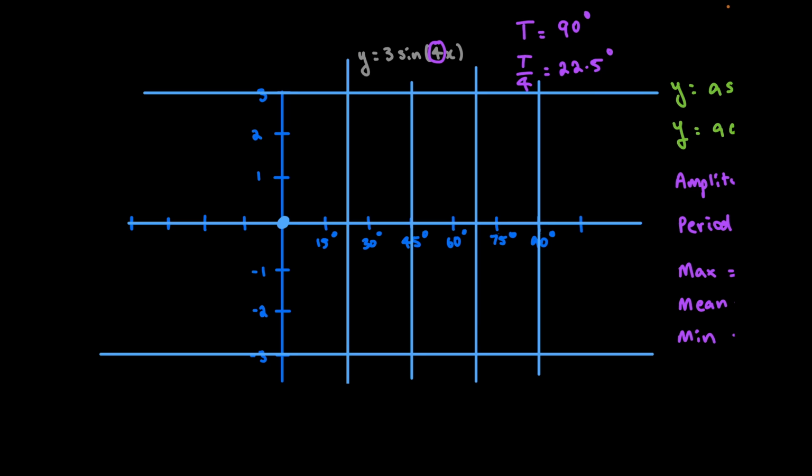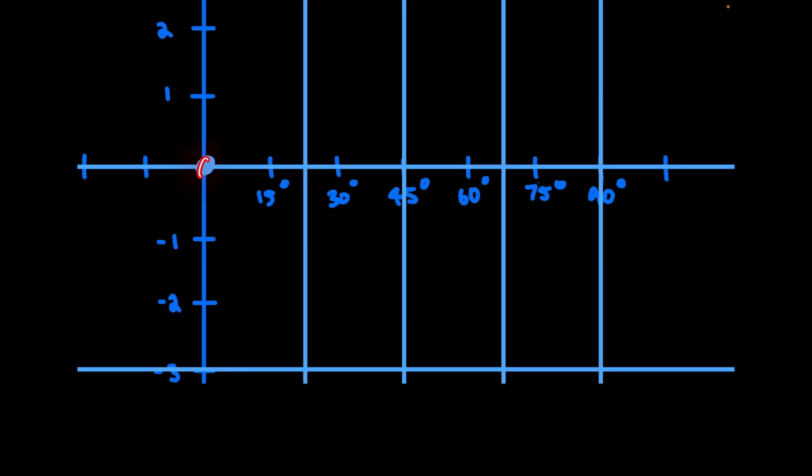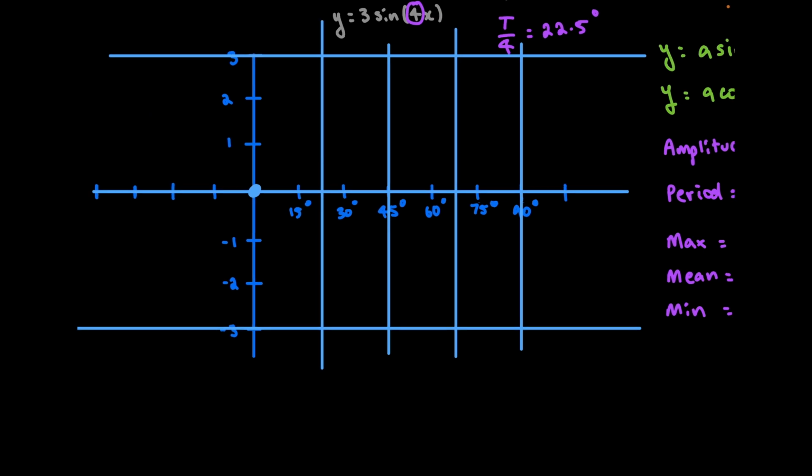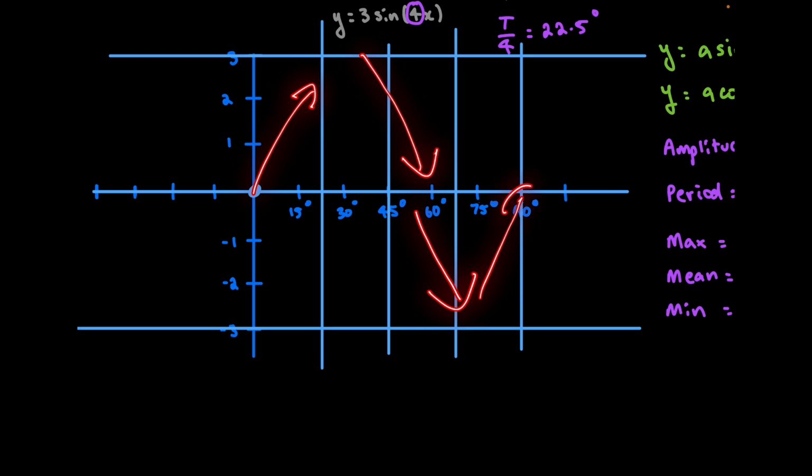Okay, so we know that our graph starts here. It starts at the origin, and we also know that it ends at the origin at 90 degrees because it will repeat itself every 90 degrees. So here's what we can do. We know our graph should look something like this. It should go up first, then go back down, then go down even more, then go back up.